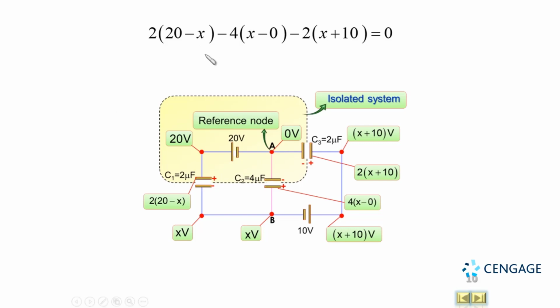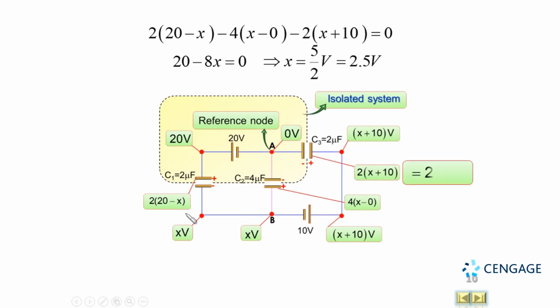If we solve this equation, we get the equation simplified to 20 minus 8X equal to 0. If we solve this equation for X, we get the value of X equal to 20 divided by 8, and this 20 divided by 8 is equal to 5 by 2, that is 2.5 volt. Now if we substitute the value of X in this equation and this equation, we can find the charges on all the capacitors, right?